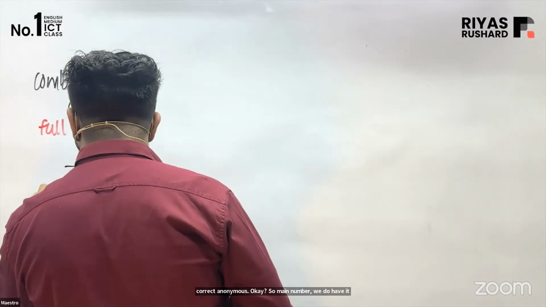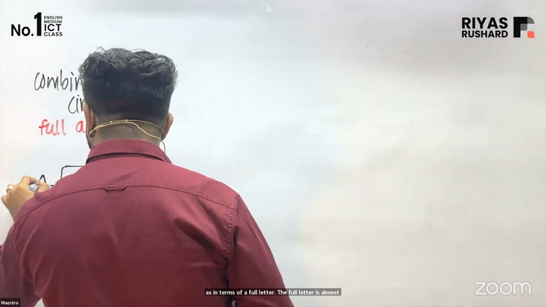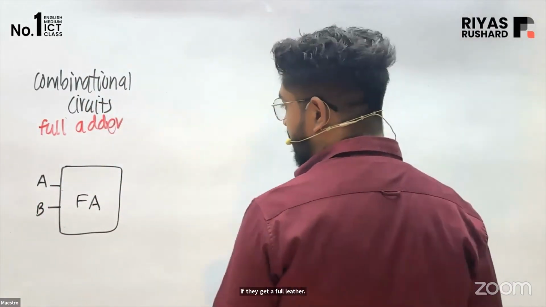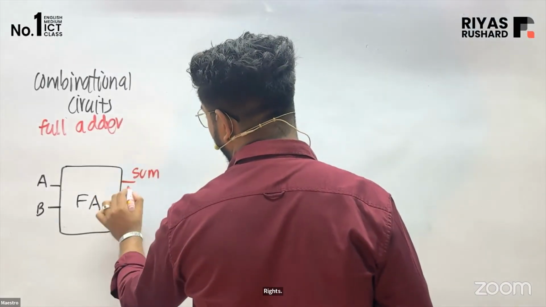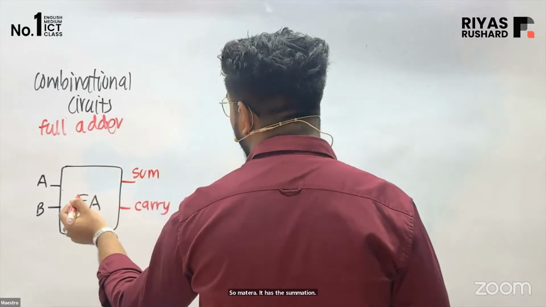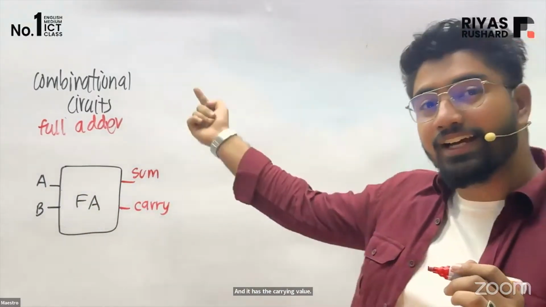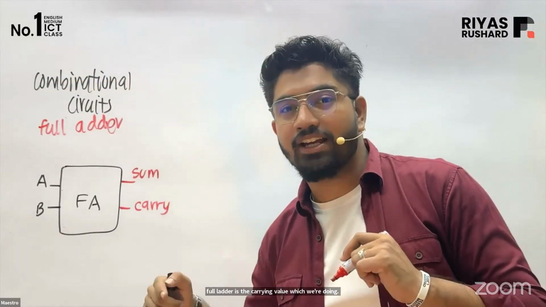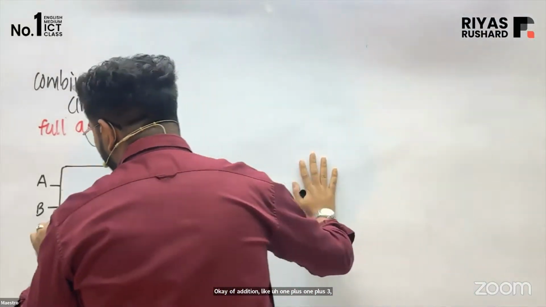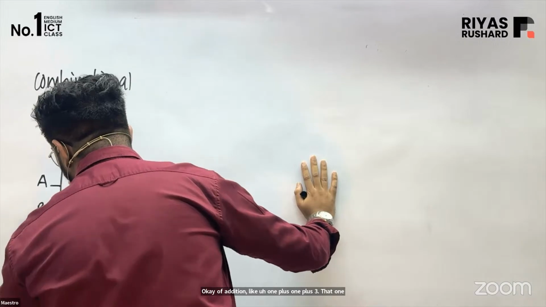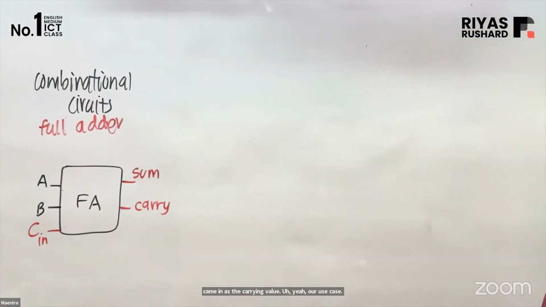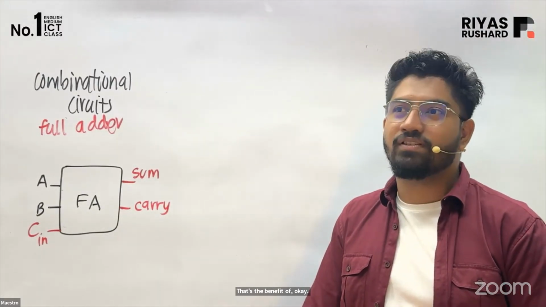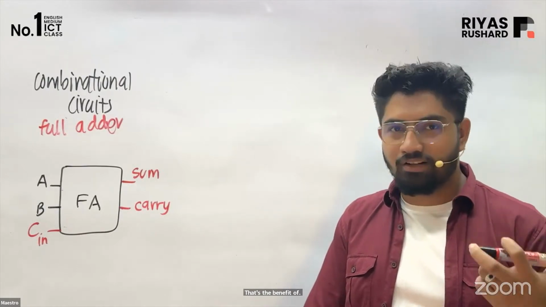The full adder is almost similar to a half adder. It has the summation and the carry value. But the benefit of this full adder is that the carry value from the previous addition, like 1 plus 1 plus 1, where 1 came in as the carry, we take as the input. That's the benefit of this full adder.